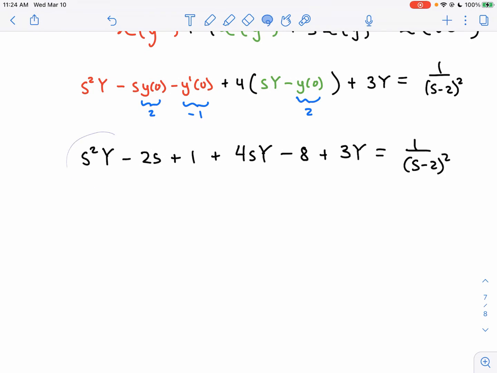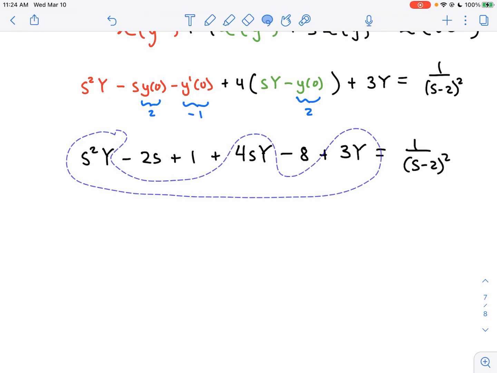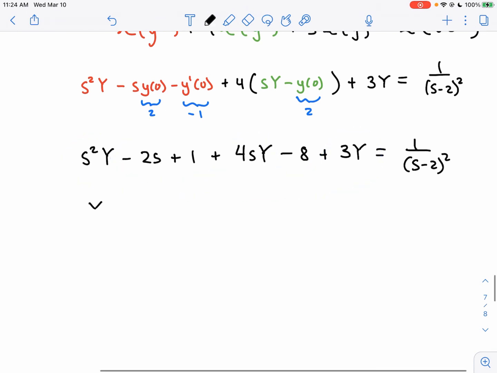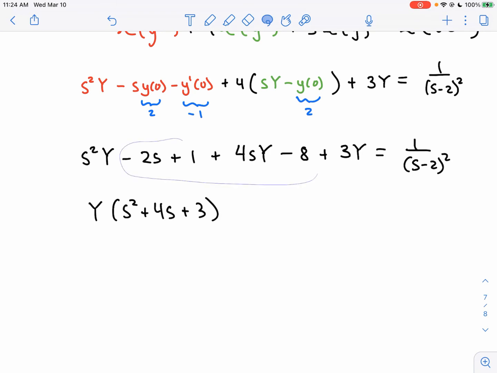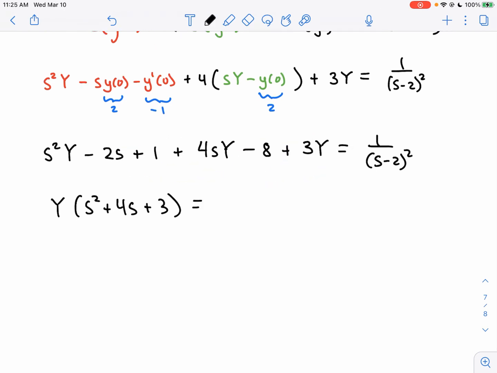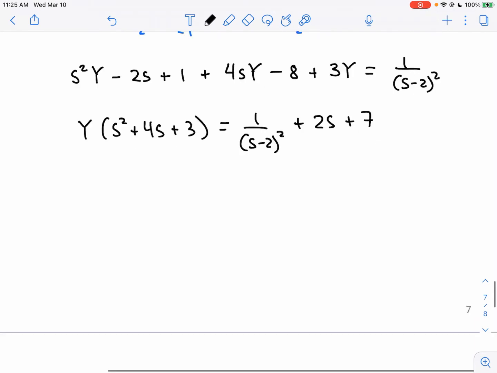Now we want to gather all of the Y terms together, so there's 3 of them, right? Those 3 right there. And I'm going to factor out the capital Y. So we have capital Y times s squared plus 4s plus 3. And all the terms that did not have Y attached to those 3, I'm going to move over to the other side. So we're going to add 2s to both sides and add 7 to both sides. So we get 1 over s minus 2 squared, and then I added 2s to this side, and I added 7 to this side. And then the final step, of course, is divide by this expression right here.